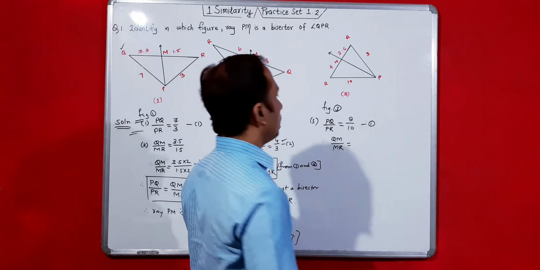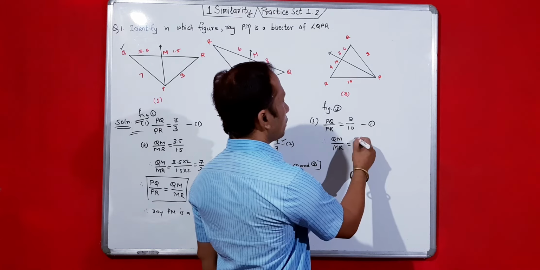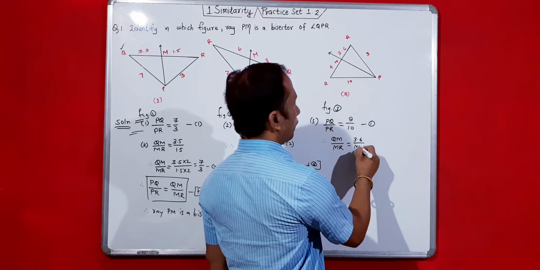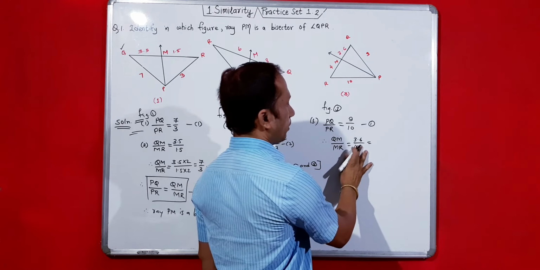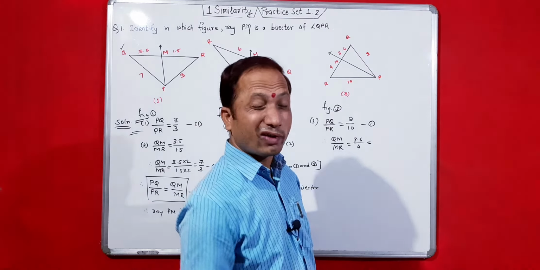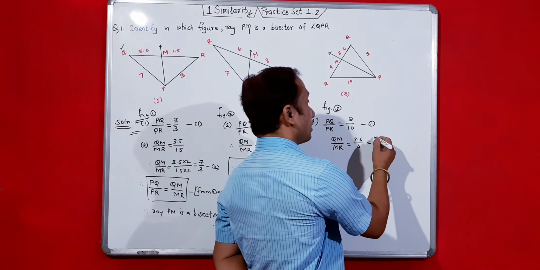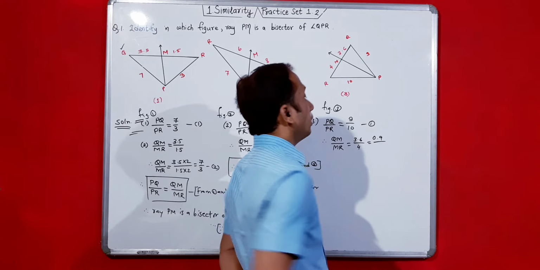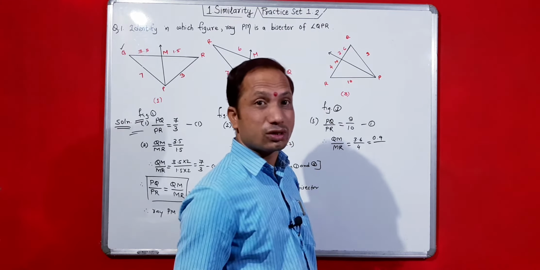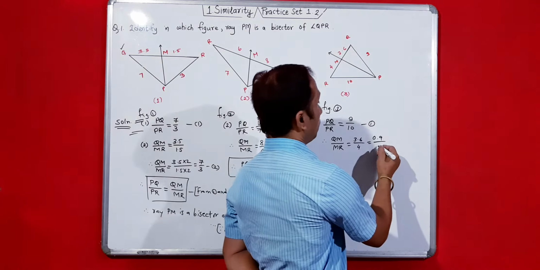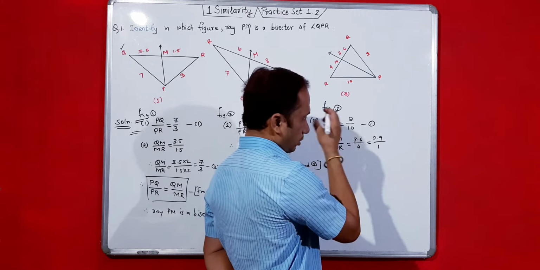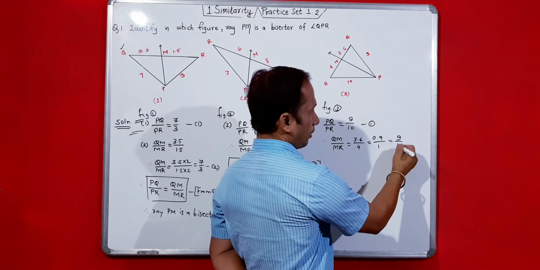Now what is QM? QM is given 3.6, and then MR is given 4. Sorry, MR is given 4. So now divide by 4. 4 nines are 36, so 0.9, because 3.6 is there, and 4 ones are 4. Therefore multiply by 10.